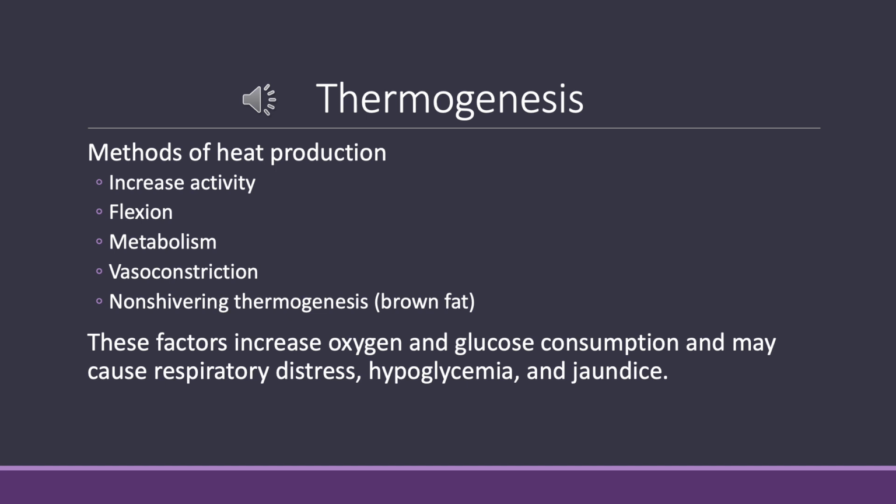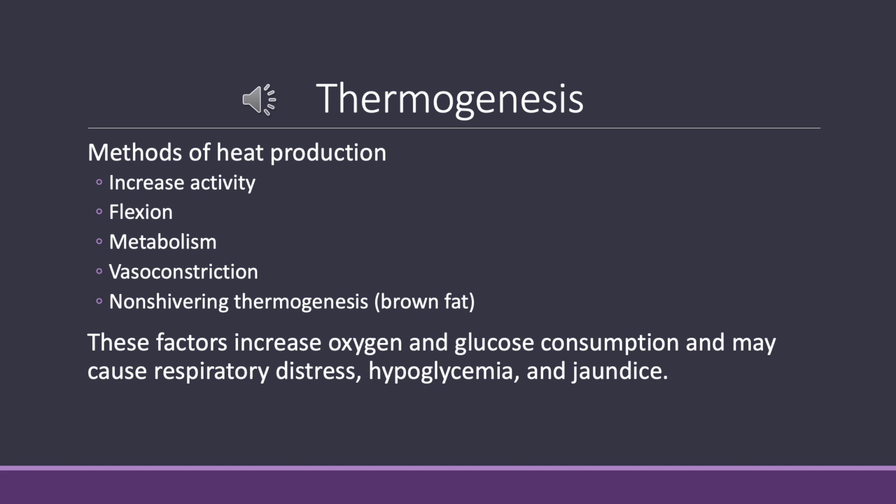This is the metabolism of brown fat to produce heat. Brown fat is the adipose tissue that's present in newborns and infants to metabolize for heat. It's important to understand that a preterm newborn or a small for gestational age newborn are going to have less brown fat stores than a full-term newborn.